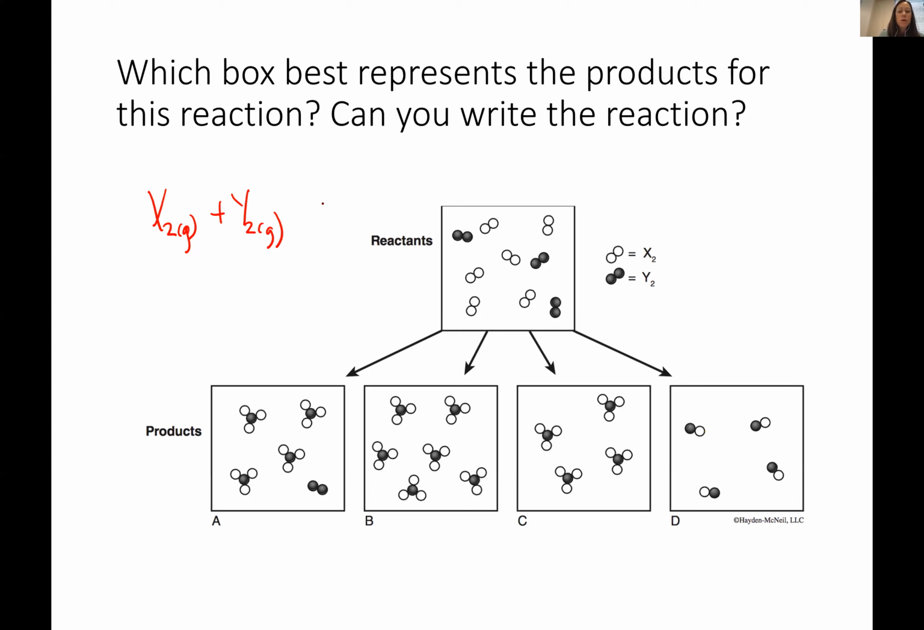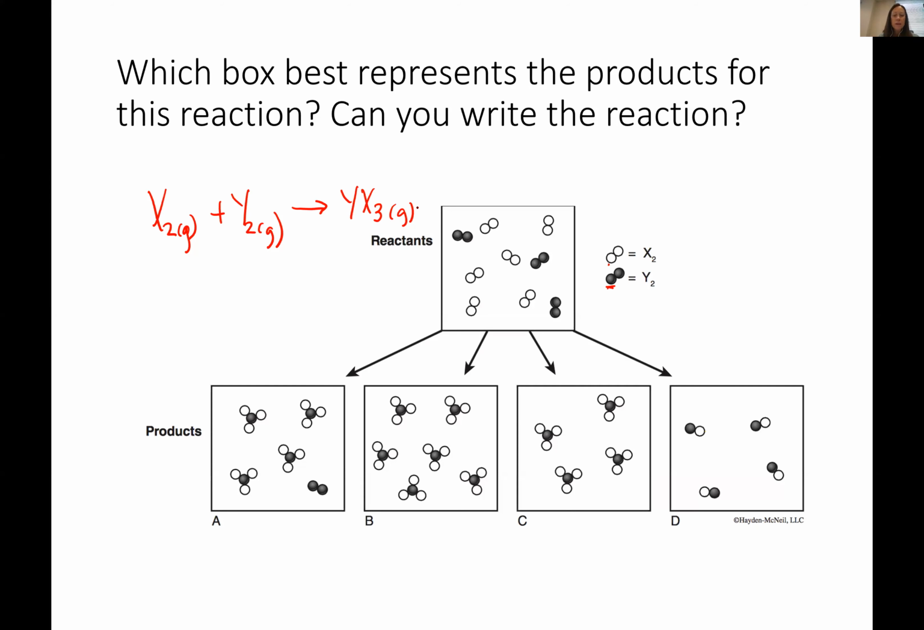And so what we make, it looks like almost in every container, we make a Y. The Y is the black one, the X is the clear one. And so we would have a Y, X3 gas, or you could say X3Y. Particle pictures don't tell you who's the cation or anion, so you just put it together however you want.